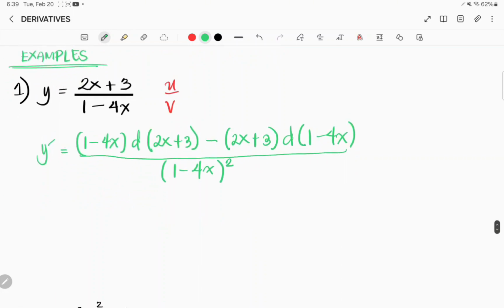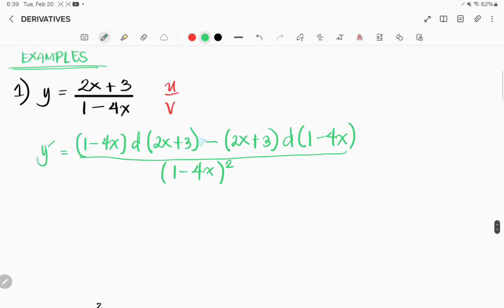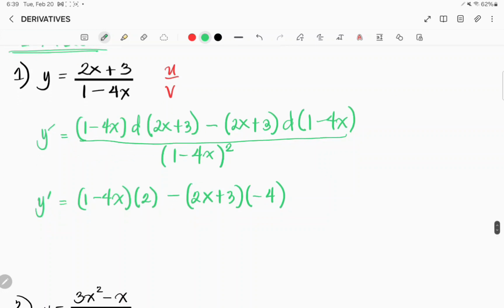Now let's derive our 2x plus 3 and 1 minus 4x. So y prime is going to be 1 minus 4x, and the derivative of 2x plus 3 is 2, minus, you have to copy 2x plus 3 and derive 1 minus 4x, which is negative 4, over 1 minus 4x square.